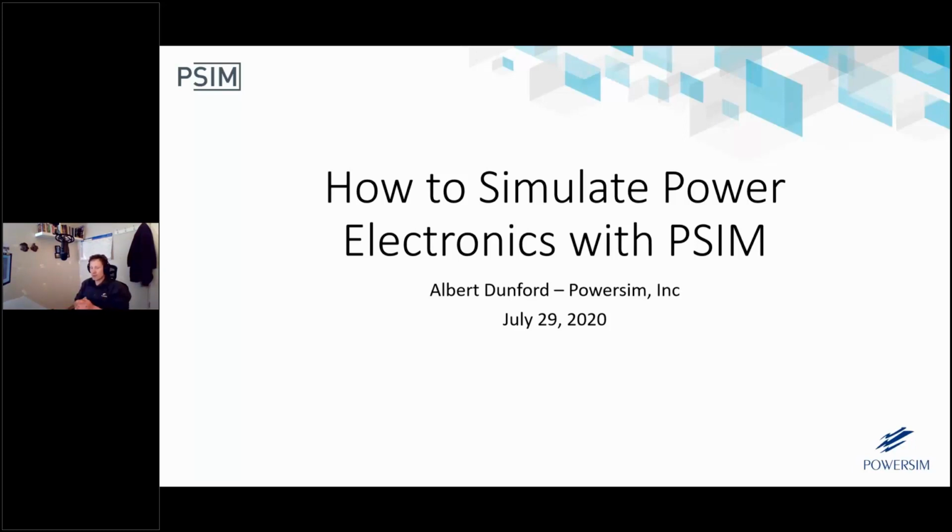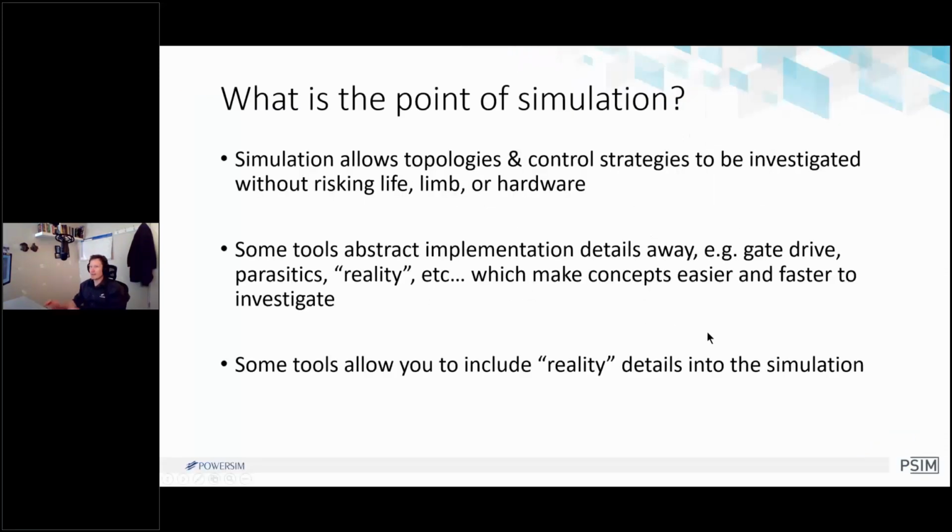We are going to look at how to simulate power electronics with PSIM. So let's try to talk about simulation for a moment here. What is the point of simulation? Simulation allows topologies and control strategies to be investigated without risking life, limb, or hardware.